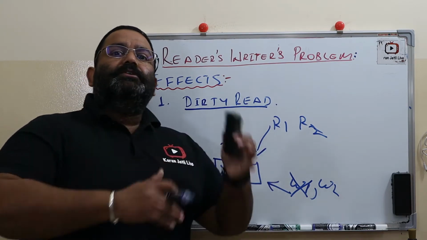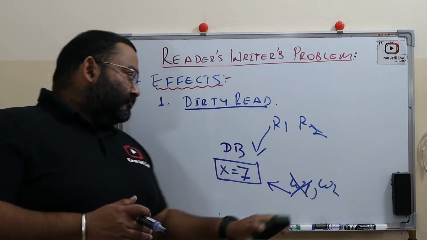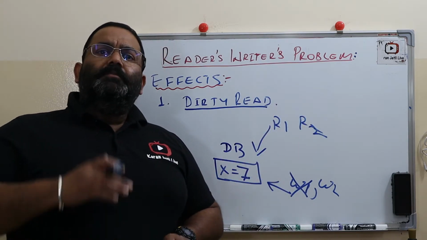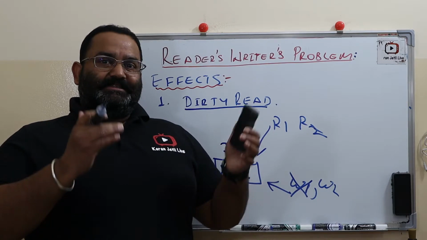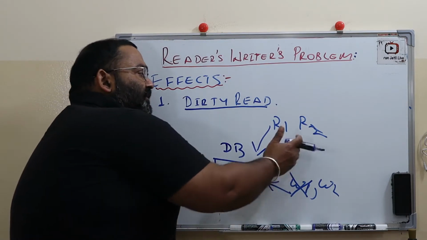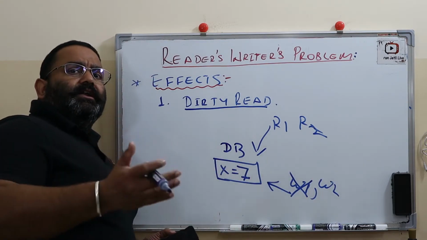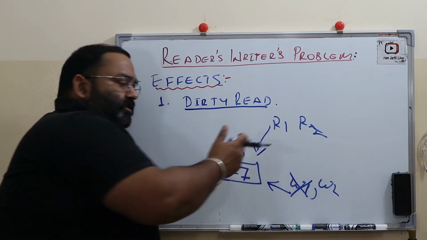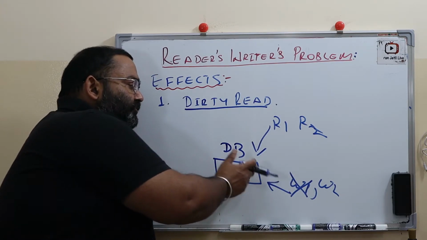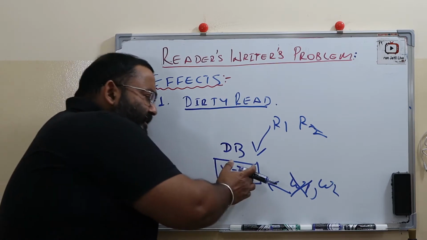So we have to revert back to the previous values. So what was the previous value? The previous value was 6. Okay. Now what is happening? Since multiple processes are reading and writing, my writer W1 wanted to change the value from 6 to 7. It made it 7.